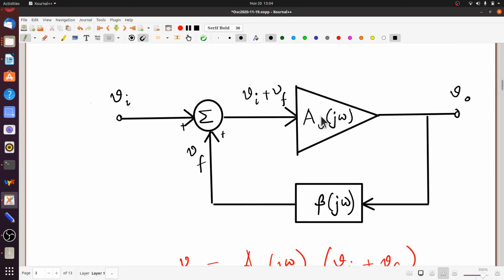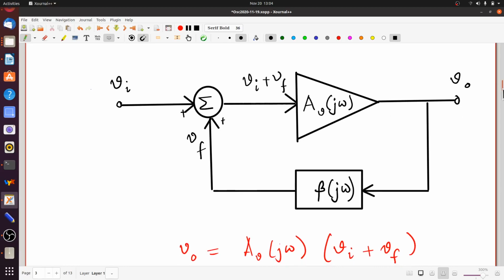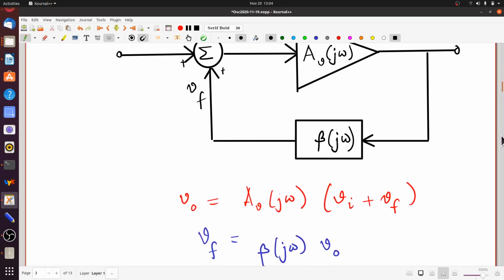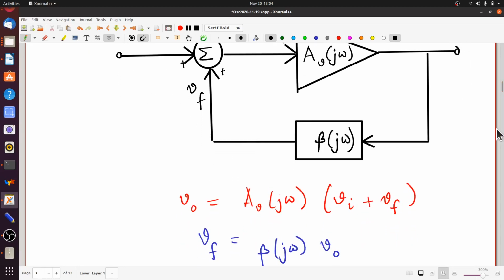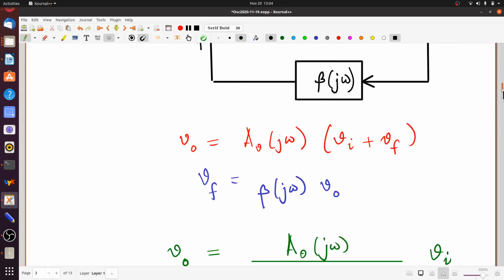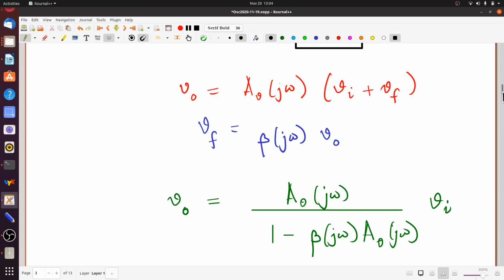So you multiply the input Vi plus Vf to the actual amplifier with AV, you've got the output voltage. And Vf, on the other hand, is simply this beta, which again is a function of frequency, times Vo. Now, if you take this expression, plug it back here, manipulate the equations a bit, it's very easy to see that what you're going to end up with is this expression. Vo is AV(jω) by 1 minus beta AV times Vi.